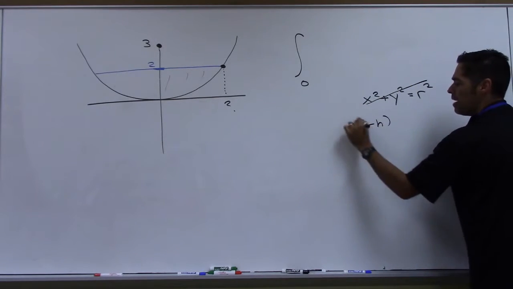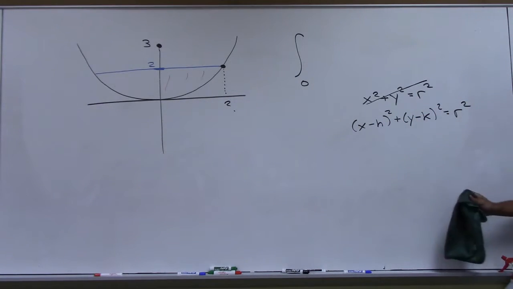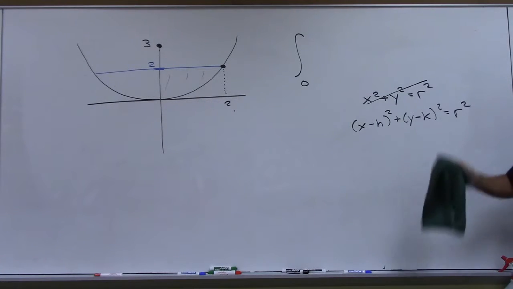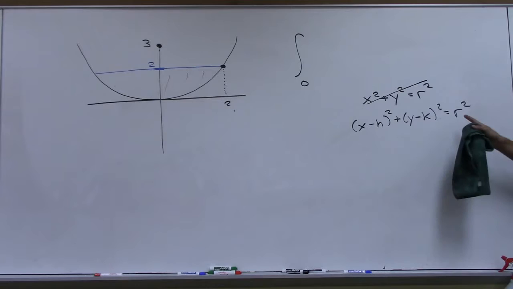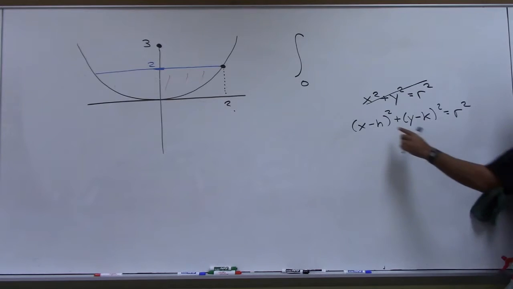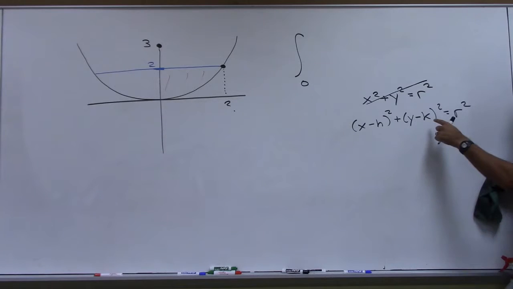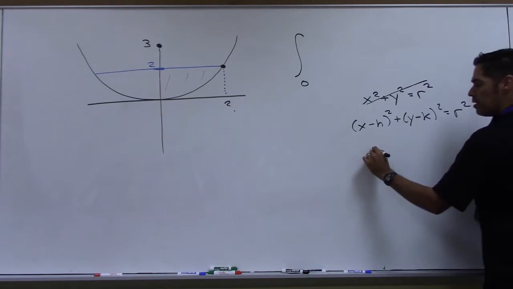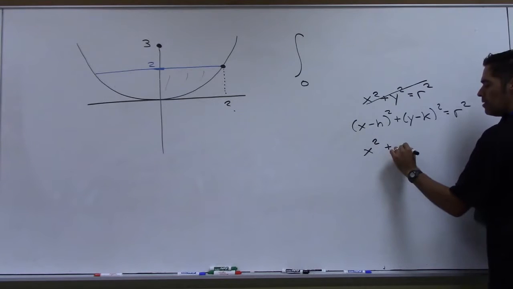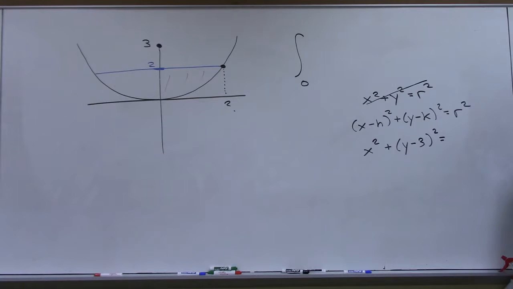We want x minus h squared plus y minus k squared equals r squared. Does that ring a bell is what I meant to say? Yes? Okay. What's h, what's k? h and k are supposed to be the center of the circle, right? So h for us is 0, k for us is 3. So this equation becomes x squared plus y minus 3 squared equals, for us, what's the radius? 3, so 9. Agreed?